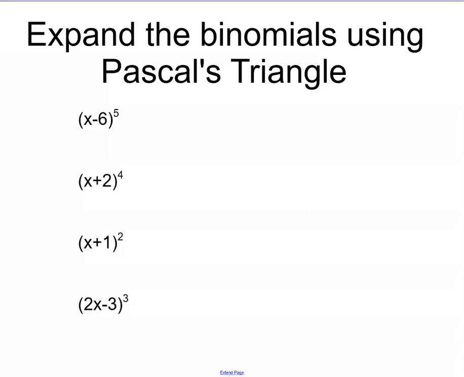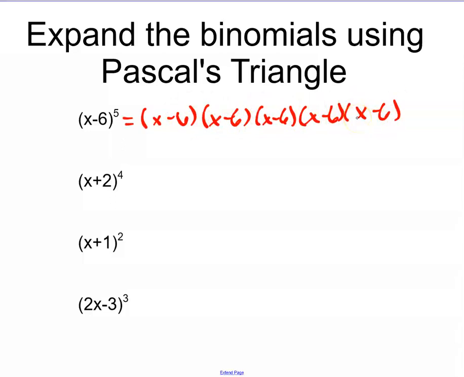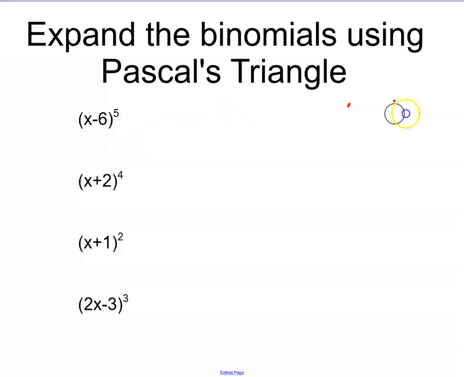All right, so prior to this, if you wanted to figure out what x minus 6 to the 5th power is, you would have to take x minus 6 times x minus 6 times x minus 6 times x minus 6 times x minus 6 and start multiplying. All right, Pascal's triangle allows us to have a shortcut. It only works with binomials, so I'm going to mention that first. So if you had 3 terms in here, then you have no choice, you have to go the old-fashioned way. But if it's a binomial that you're taking to a power, you can use this little Pascal's triangle shortcut.